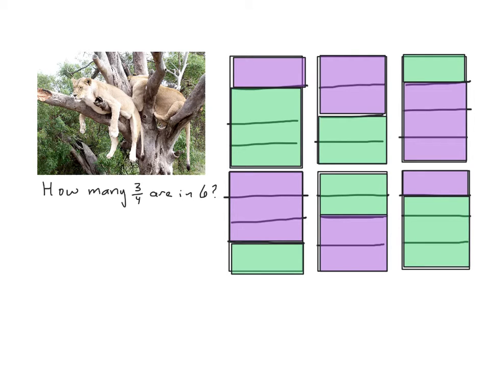So as you see, each of these is 1, 2, 3 out of 4, and so on, each group being 3 out of 4. So how many groups of 3/4 are in 6?